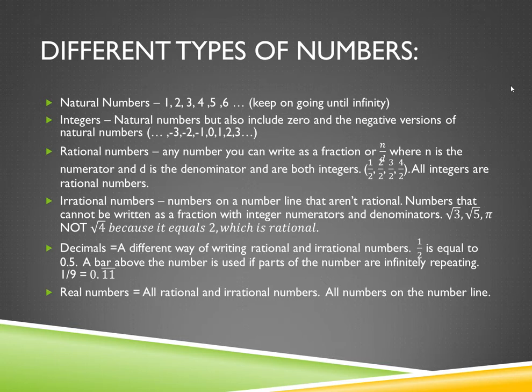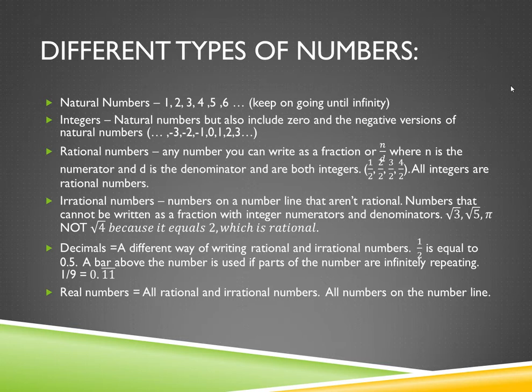Now integers include natural numbers, but they also include 0 and the negative versions of the natural numbers. So this is like -6, -5, -4, -3, and you also go into 0, 1, 2, 3, and you keep counting both ways. So you can go from negative infinity to positive infinity. It keeps on going forever.